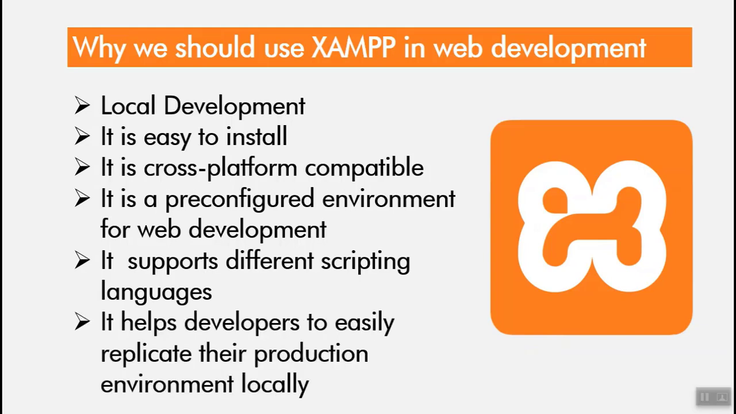It helps developers to easily replicate their production environment locally. Yes, if you have a live website that you're working on, you can easily replicate that live website in your local machine for the purpose of testing and debugging before you update the live website. These are some of the reasons why we should use XAMPP in web development. So now let's get started on how to download and install XAMPP and WordPress on our local machine.